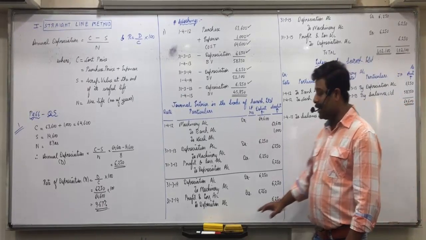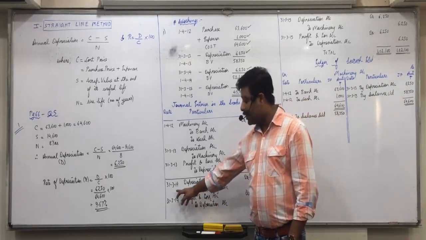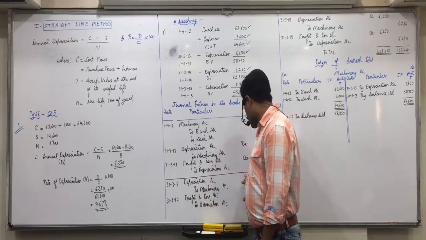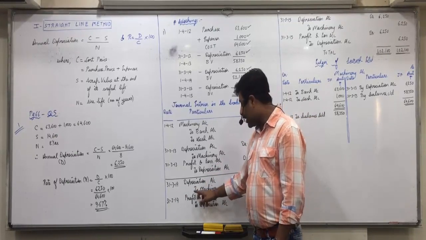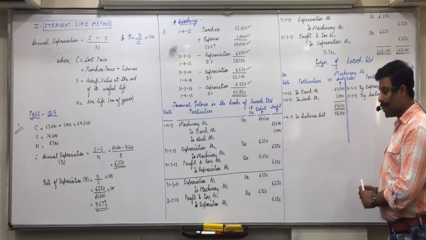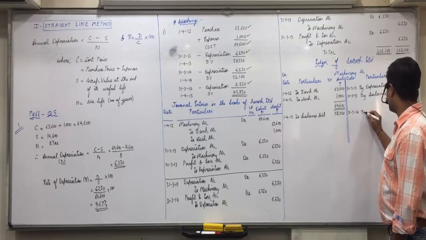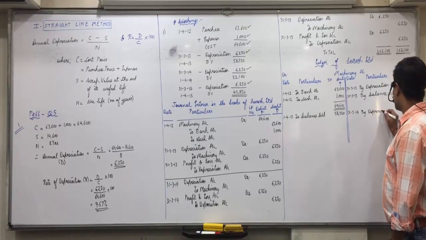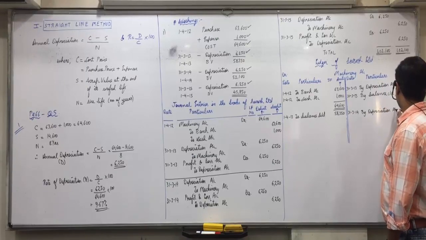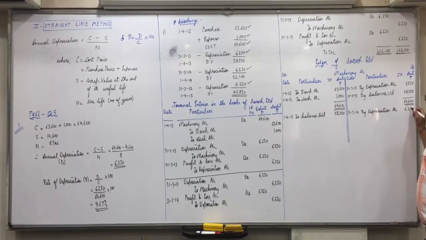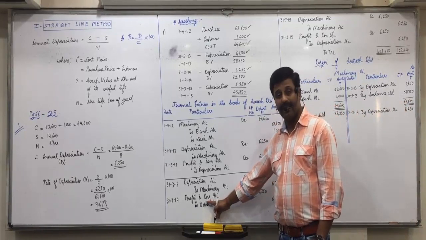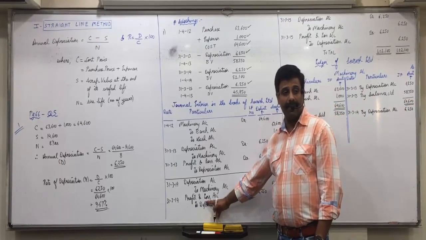Completed. Now look at the next year's entry. 31/3/14: again depreciation account debit to machinery account. Again to machinery account means machinery account on the credit side. Date is 31/3/14. Opposite account: by depreciation account. Amount is 6250. Did you understand this, everyone? Any confusions with this? Now, will this entry have any effect on profit and loss or depreciation? No, it will have no effect.